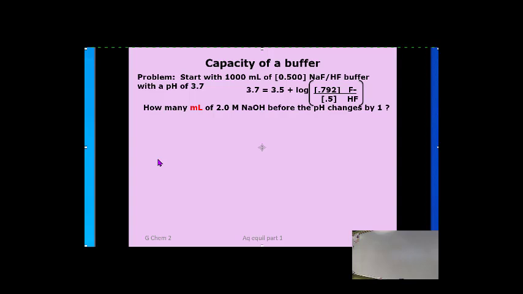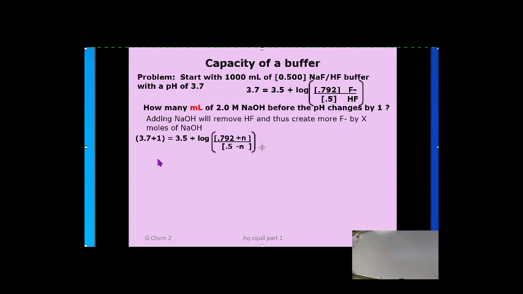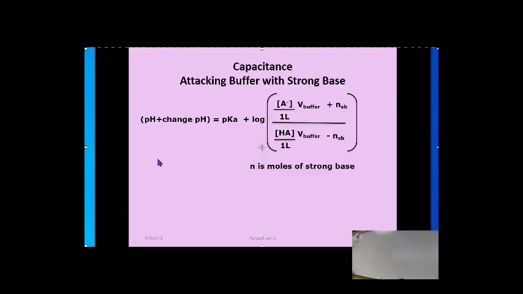So if I start with 1,000 mL of 5 molar sodium fluoride HF buffer with a pH of 3.7, so it's this. How many mL of 2 molar sodium hydroxide before the pH changes by 1? Adding sodium hydroxide will remove that and create more F minus. Cool. So I'm going to just plug it in like this. So the formula set, did you have time to get that formula down or not really? Okay, let's back up. Stop right there. Let's get your formula down.